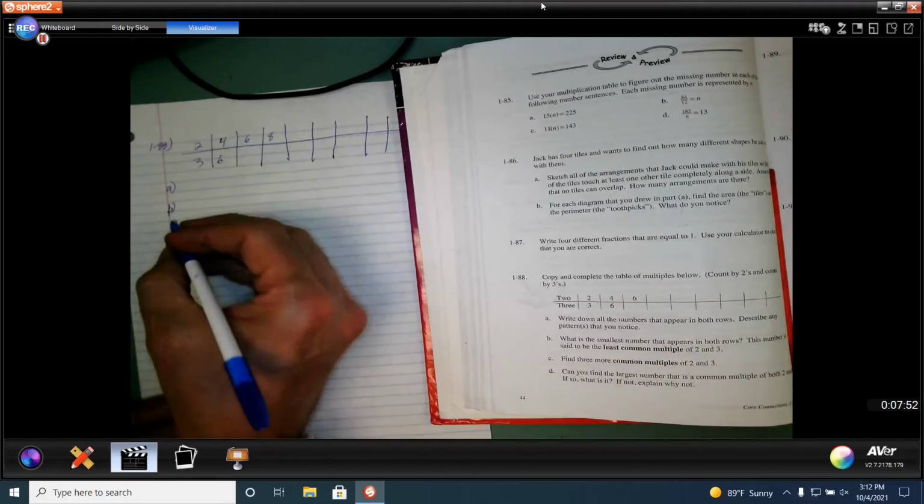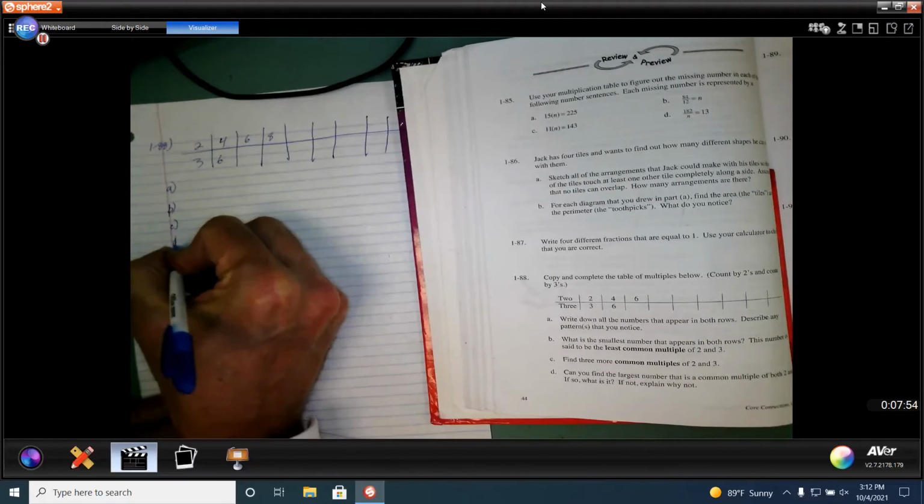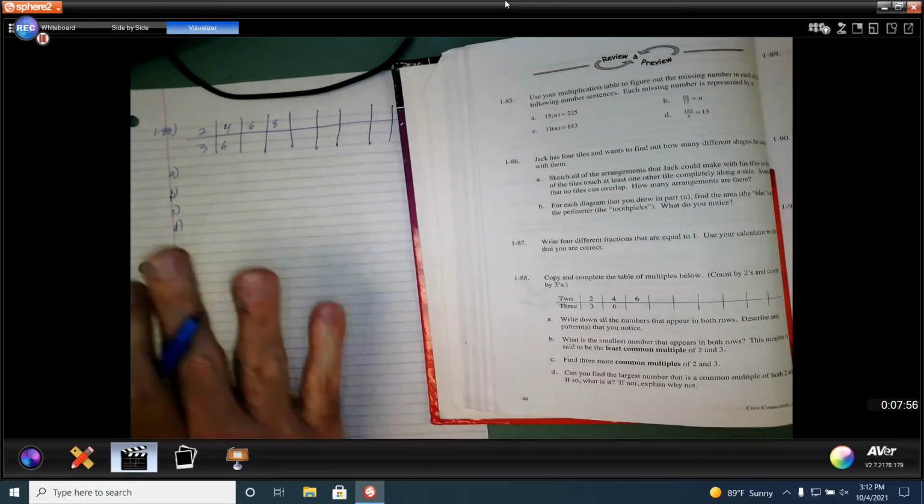And D, can you find the largest number that's a common multiple of both 2 and 3? And if so, what is it? And if not, why not? Why can't you do it? Okay, I don't know if there is or not. I'm going to let you think about that. Okay, common multiples. On to 1-89.